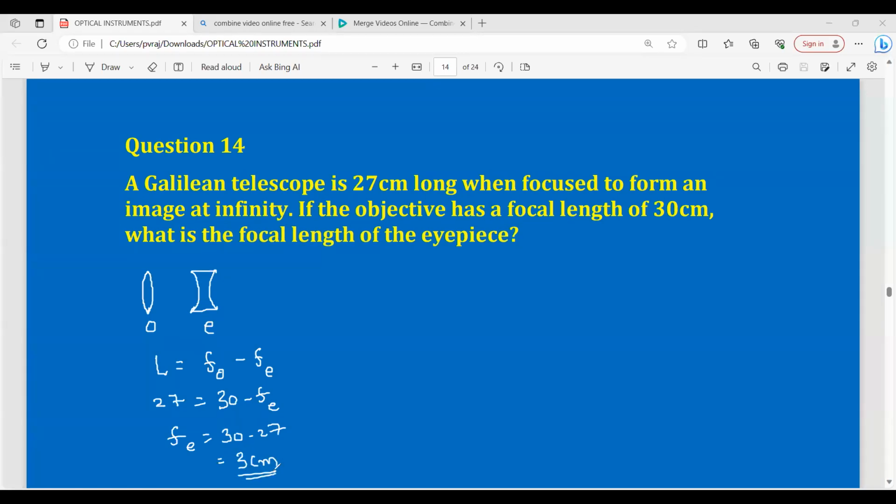You can ask a question that, sir, eye lens is concave lens only, na? You should get negative value only, na? But already in the formula only I have taken negative, na? In the formula itself, I have taken negative so that I got the positive value. Okay. But here, answer is minus 3 centimeters actually. But magnitude only you can write, that is 3 centimeters.